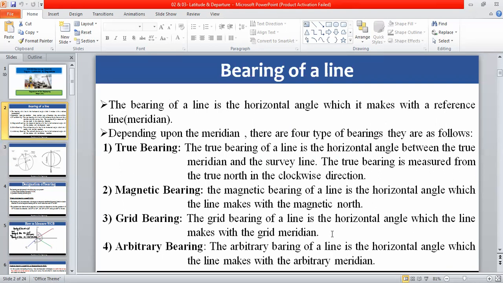So basically, what we will do is choose a reference line, and then we will measure the angle from it, and the bearing will be named according to the reference line, right? If the reference line is true meridian, then it will be termed as true bearing. If the reference line is magnetic meridian, then it will be called magnetic bearing. If the meridian is grid meridian, the bearing will be grid bearing. And if it is any arbitrary meridian, then the bearing will be called arbitrary bearing or simply bearing. This was all about bearing.